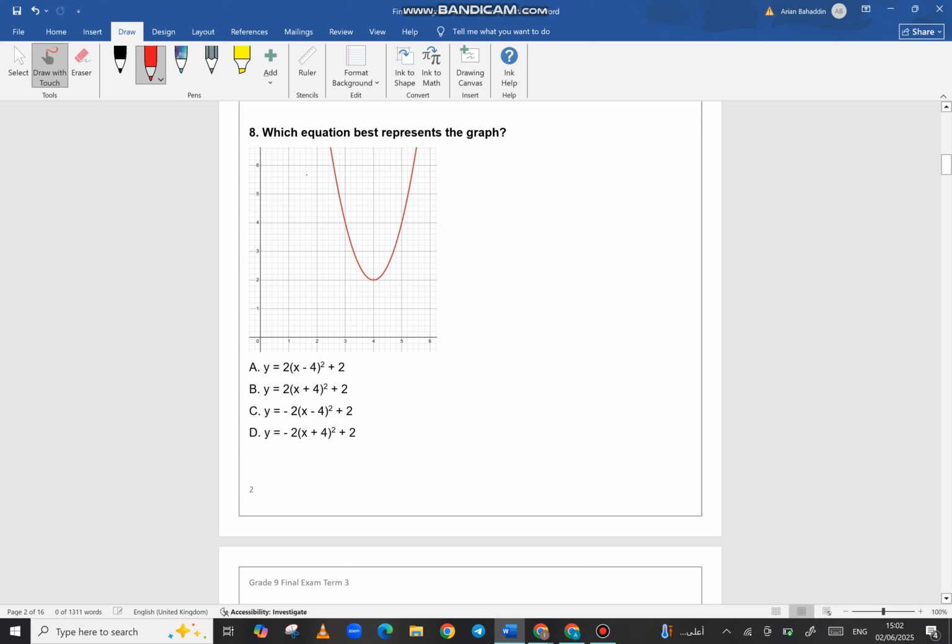It's a positive because it's a parabola that goes up like that. So we know it's not going to be this, and it's not going to be this. It can either be this one or this one.